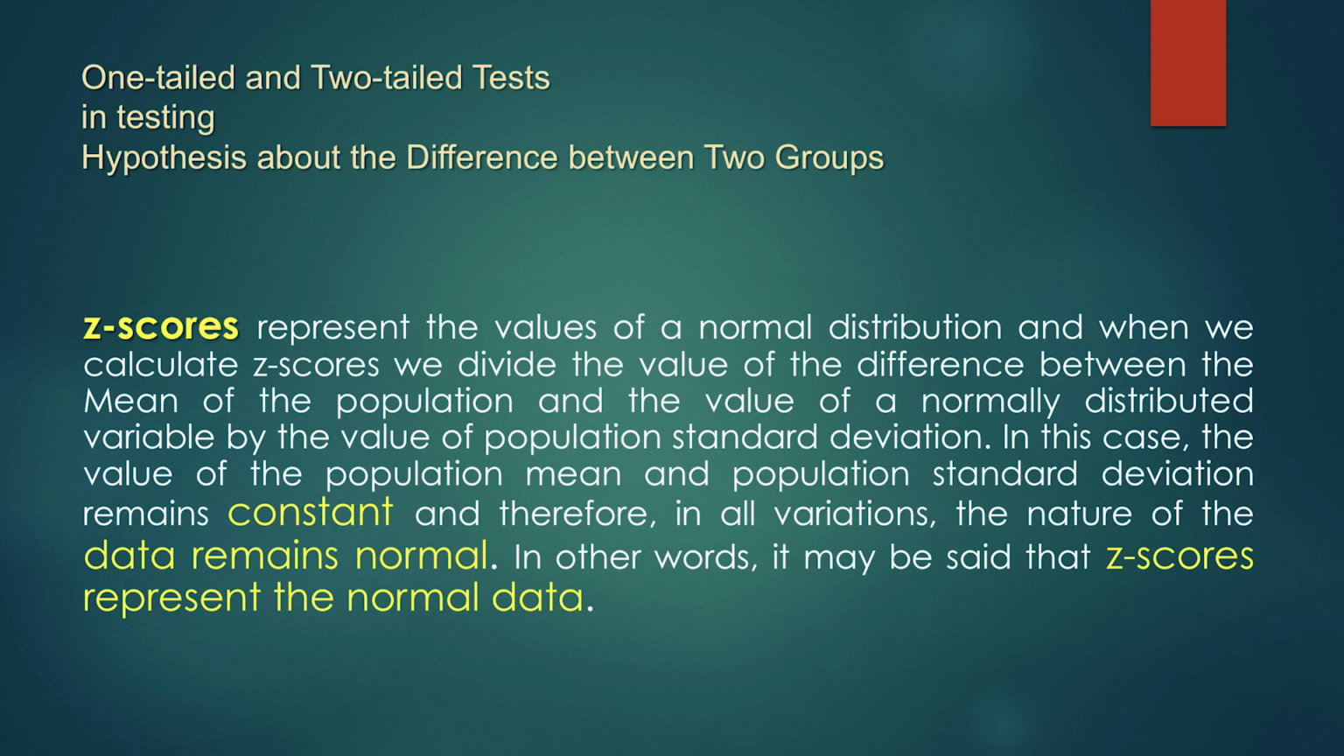We divide the difference between the mean of the population and the value of a normally distributed variable by the value of the population standard deviation. In this case, the population mean and population standard deviation remain constant, and therefore, in all variations, the nature of the data remains normal. In other words, z scores represent the normal data.